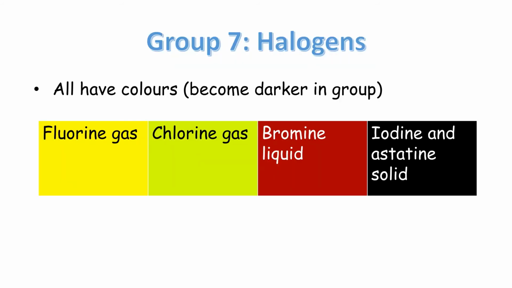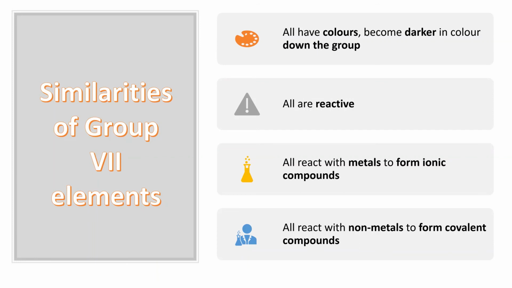Now, let's have a look at halogens. The first similarity is that they all have colors. For example, fluorine is a pale yellow gas, chlorine is a greenish yellow gas, bromine is a reddish brown liquid, and iodine is a black solid, as is astatine. As we can see, the elements become darker in color down the group. Needless to say, all are very reactive. They react with metals to form ionic compounds, while reacting with non-metals to form covalent compounds.